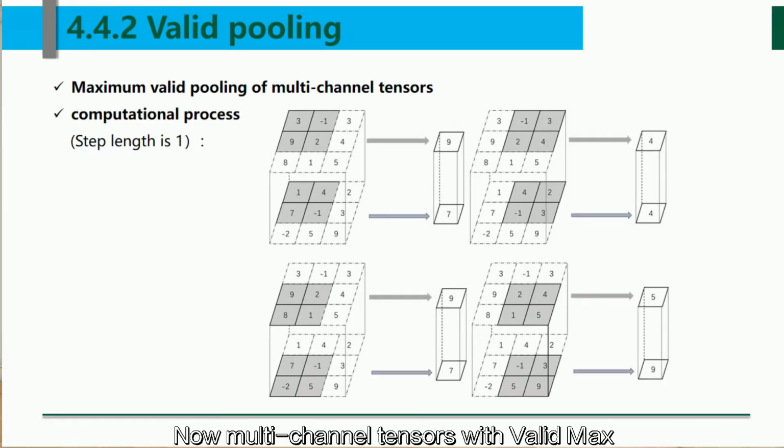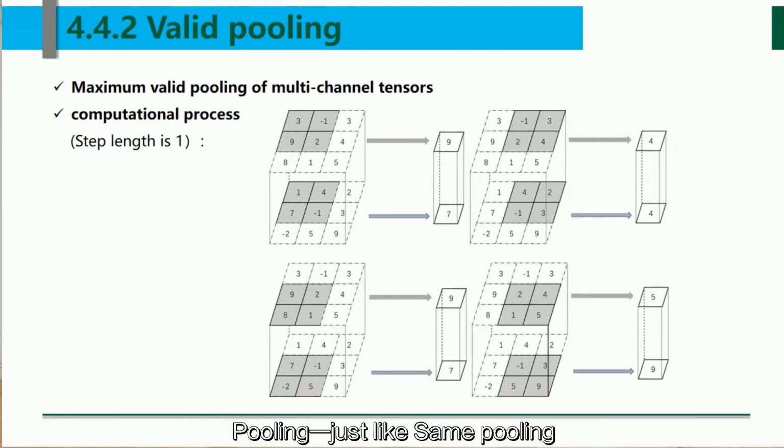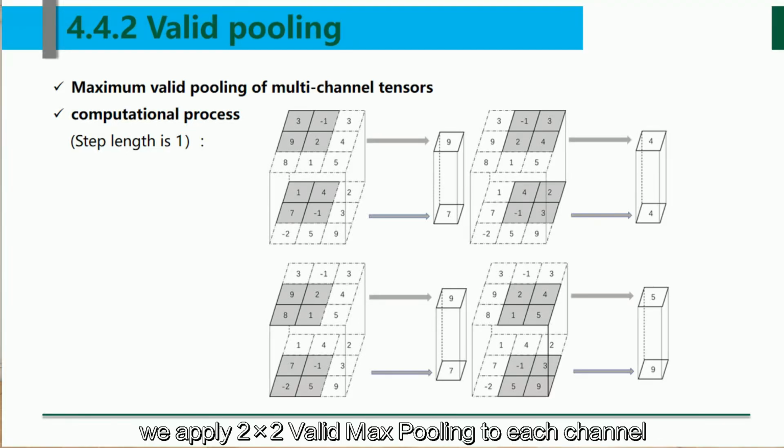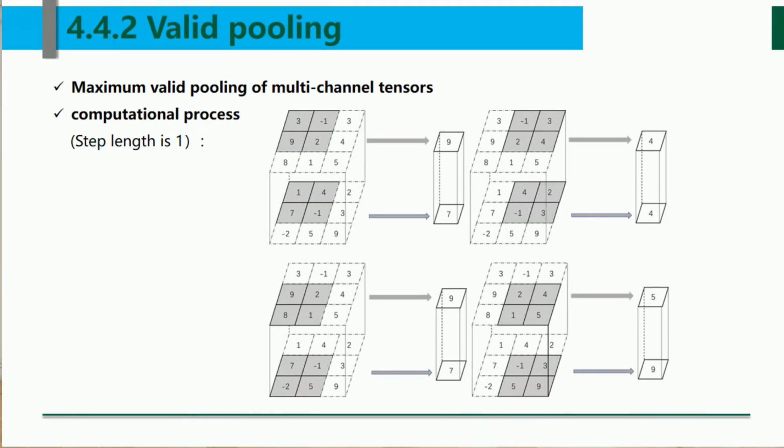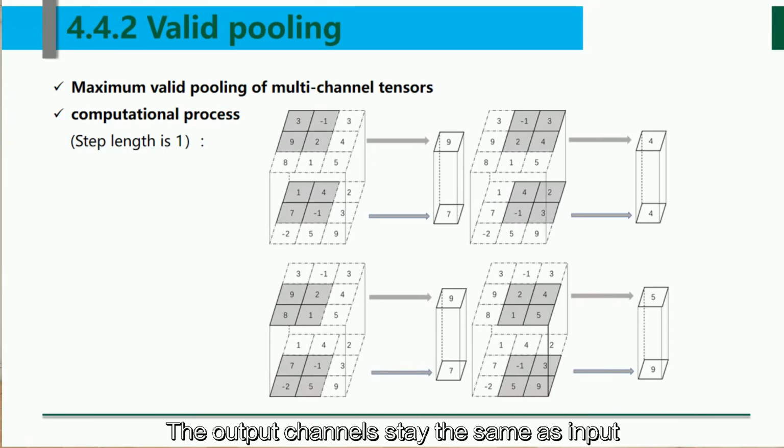Now, multi-channel tensors with valid max pooling. Just like same pooling, we process each channel independently. For a multi-channel input, for example, 3 multiplied by 3 multiplied by 2, we apply 2 multiplied by 2 valid max pooling to each channel separately. The output channels stay the same as input, but height and width are reduced since there is no padding.